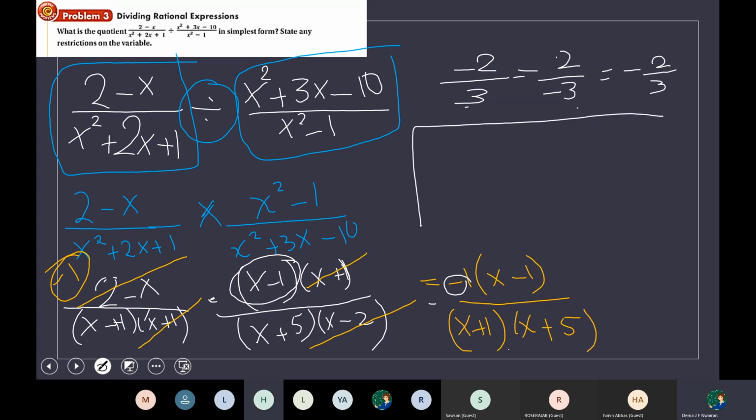Now, after that, I want to rewrite the restrictions. Look at me: negative 1, negative 5, and 2. Yes.